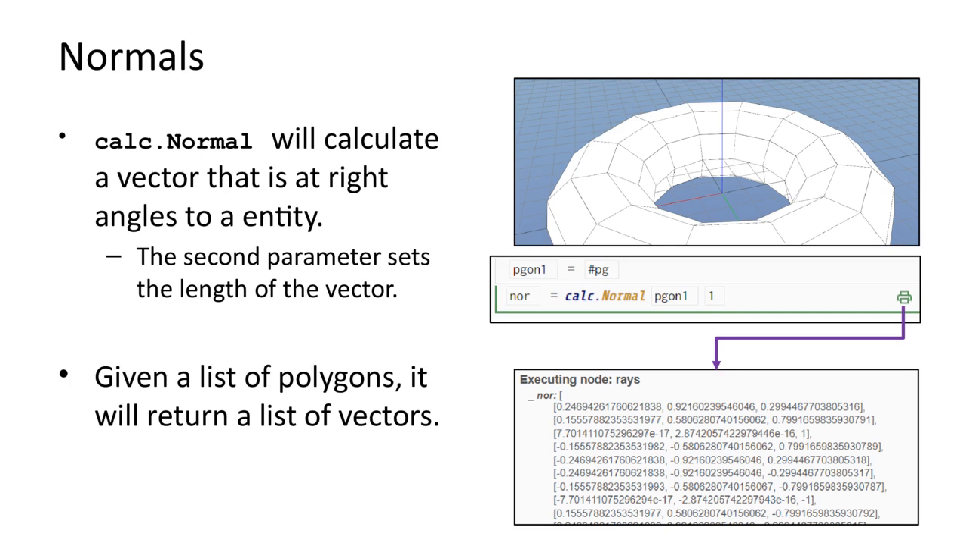In this example, we can see a torus shape has been generated, defined by a set of polygons. The list of polygons is passed to the calc.normal function. The argument for the second parameter is set to 1, which means that the normal vectors will all have length 1. When we print the result, we can see that a list of normal vectors is returned. We can see that the values of the three vector components are all less than 1. If the vector is supposed to be 1 unit long, then this makes sense. It looks like the length of these vectors could all be 1 unit.